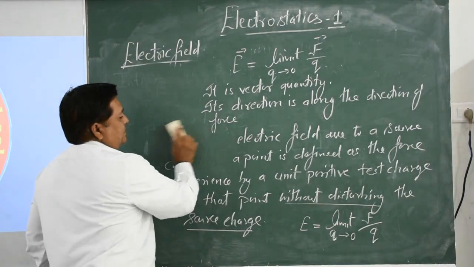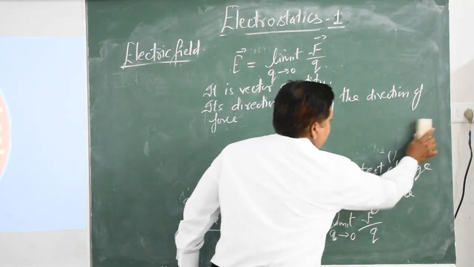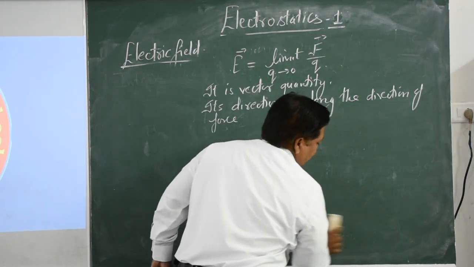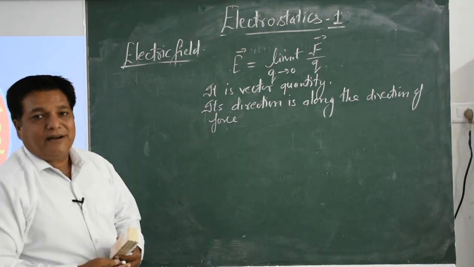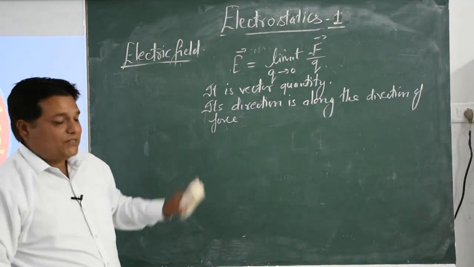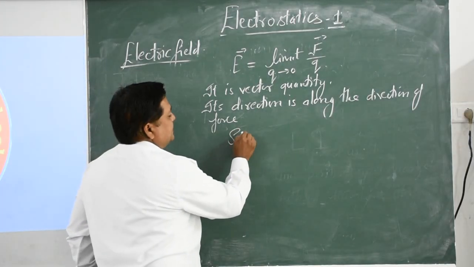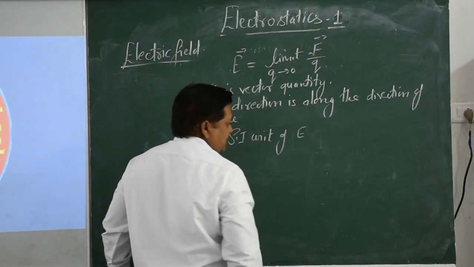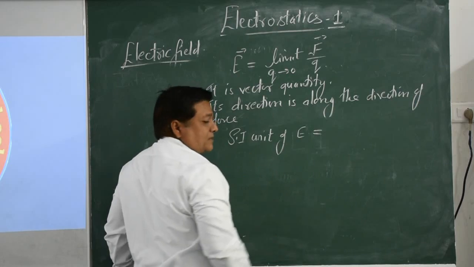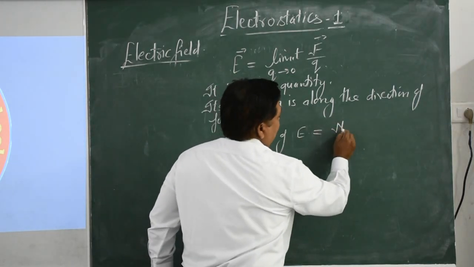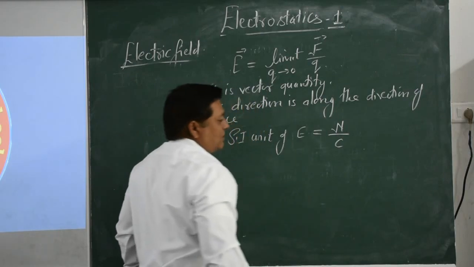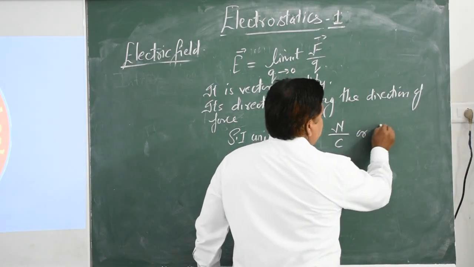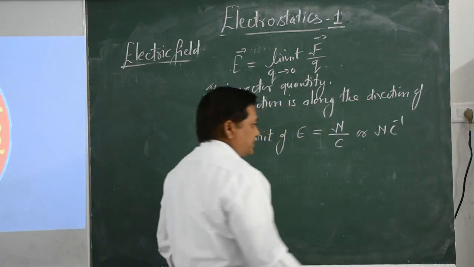Now let us see the SI unit of electric field. How do we write the SI unit of electric field? The formula of electric field, intensity of electric field, is force per unit charge. So we can say that the SI unit of E, the electric field: for force, the unit is Newton, and for charge we write Coulomb. So the SI unit of electric field is written as Newton per Coulomb.